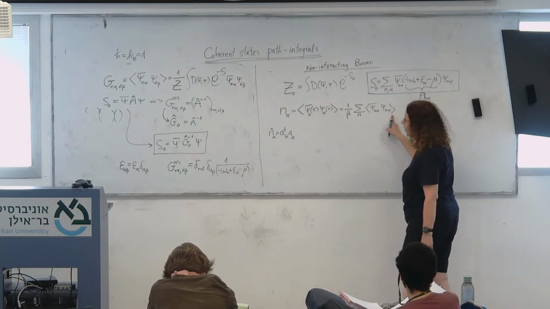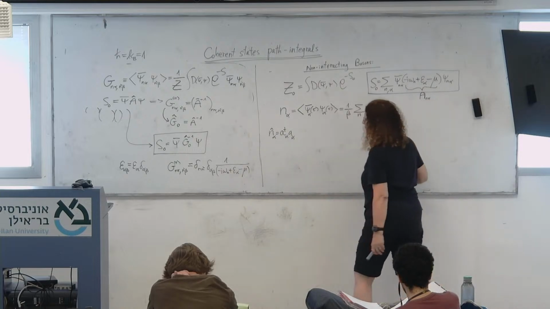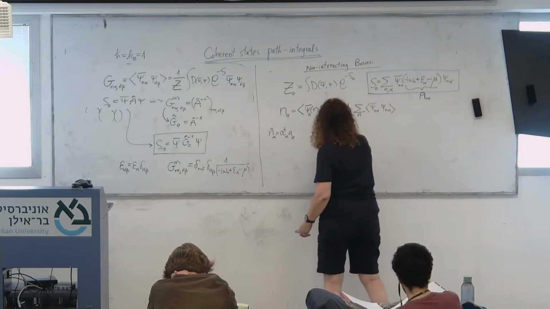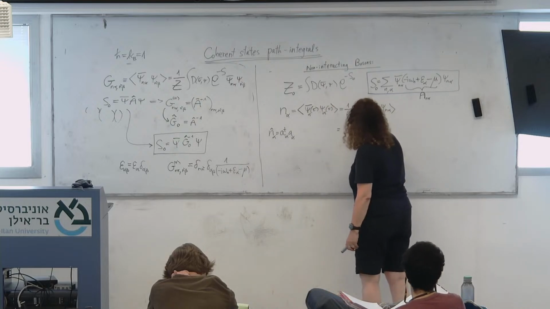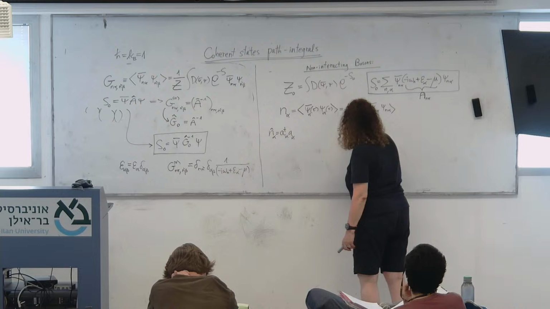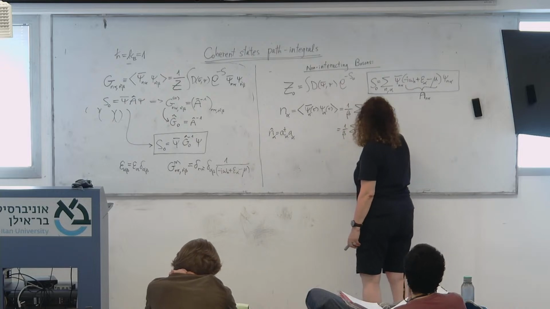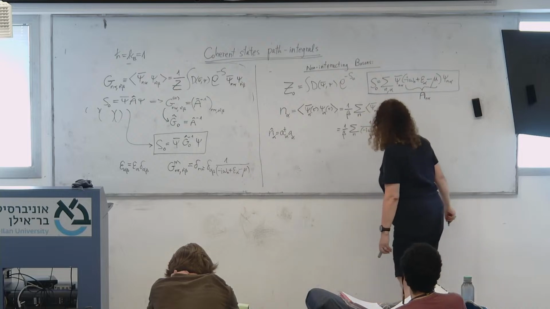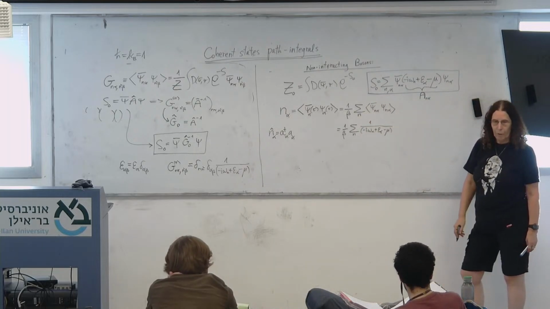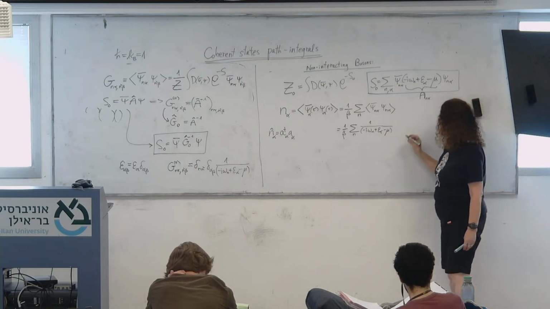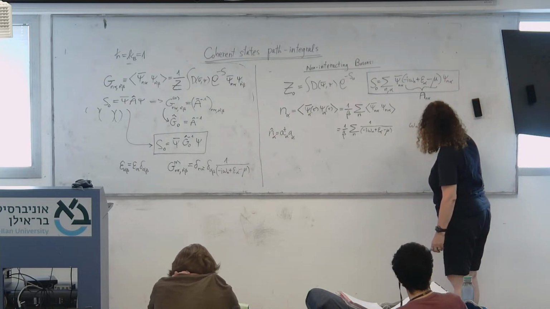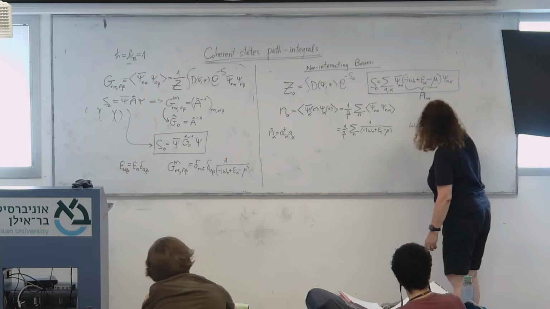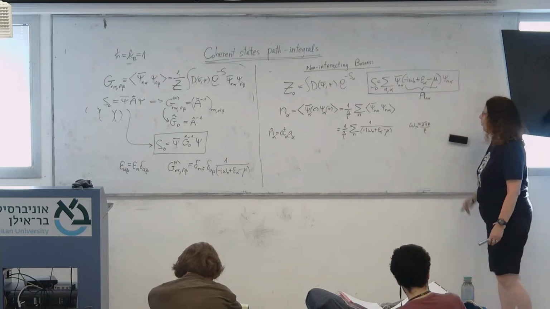But what is this? This is nothing but what we call the G of n, or let me write it explicitly. So it's going to be 1 over beta, sum over n of 1 over minus i omega n plus epsilon alpha minus mu. Okay? And where omegas, I remind you, are 2 pi n times 1 over beta. Okay?